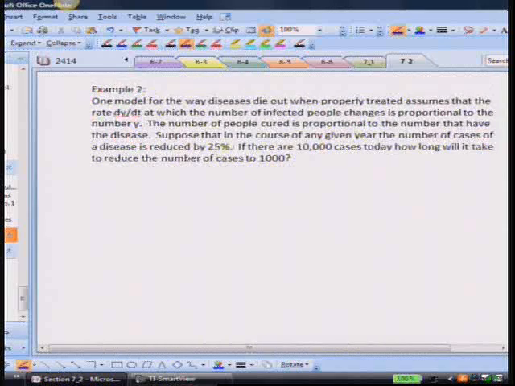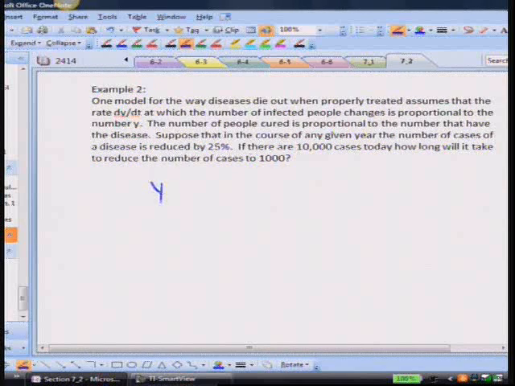All right, so on this one, what we know is that in the course of any given year, the number of cases of the disease is reduced by 25%. So we start with 10,000 cases. How long will it take to reduce the number of cases to 1,000?